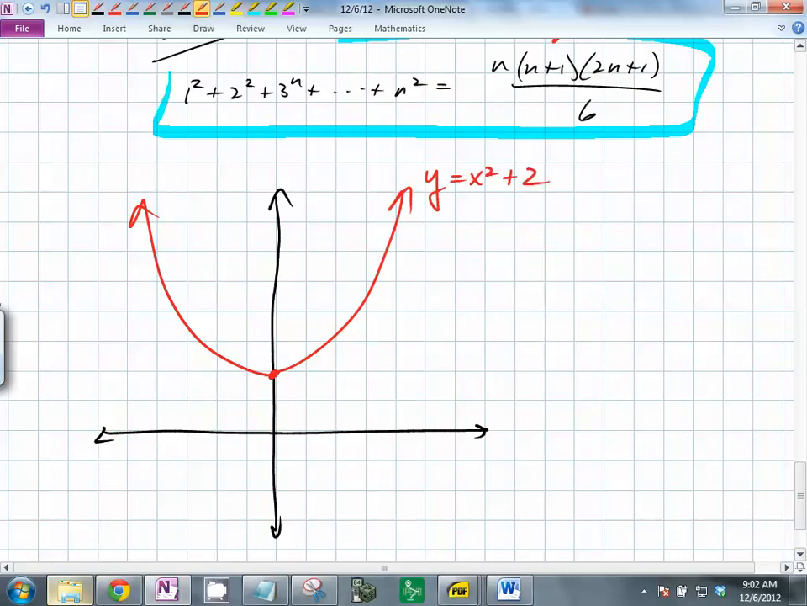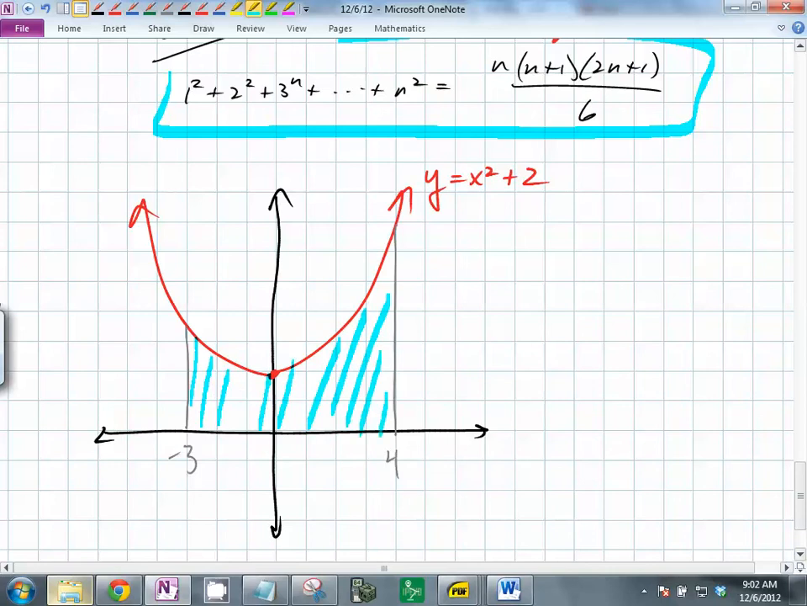Nice, okay? Where do we want to start our integration from? I'm going to say, how about negative 3? And we're going to go all the way to, let's go to 4. So this is what I'd like you to do. This is what we're going to do together. We're going to find the area under the curve from negative 3 to 4, thank you.